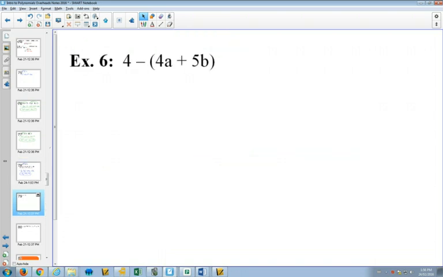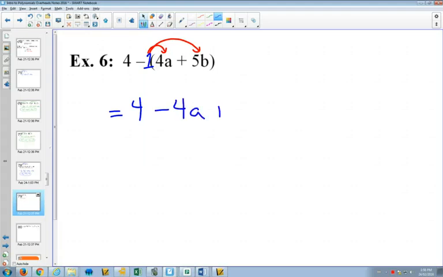We have one more slide and then your homework. So with this question, when we're subtracting something in brackets, you can imagine that there's a 1 there. And that minus 1 has to get distributed, just like we saw before when we had a subtraction, that negative gets distributed to both of them. So we are going to get, this is equal to 4 minus 4a, which is minus 4a. The minus times the plus 5b will be minus 5b. Are there any like terms? No. So we are done.